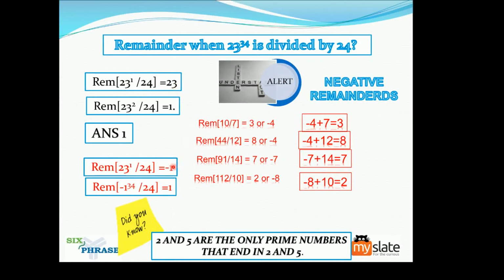What is minus 1 power 34? Minus 1 to an even power is plus 1, right? So 1 divided by 24, your answer is 1. So did we get the same answer? We got the same answer, sans 23 square. Sans meaning without knowing what is 23 square.